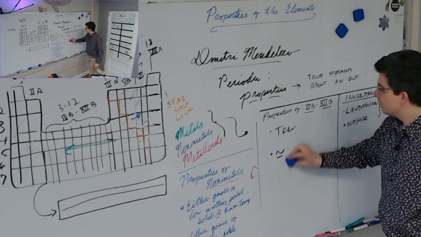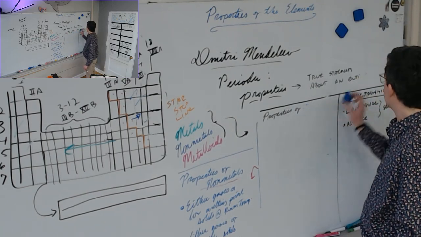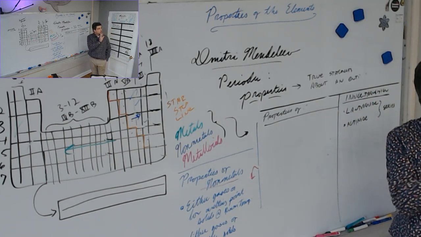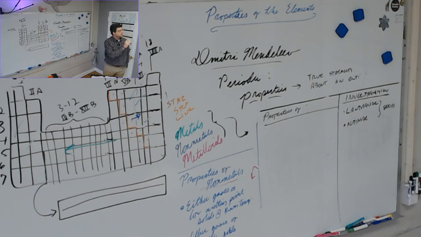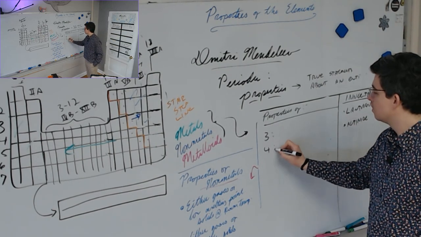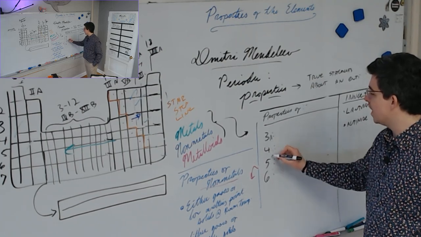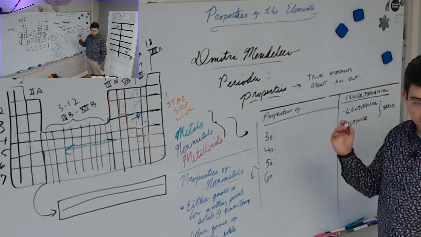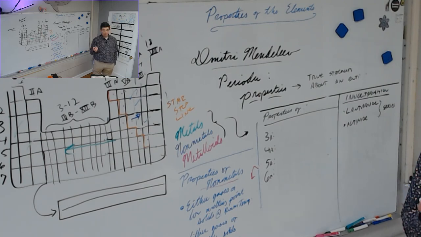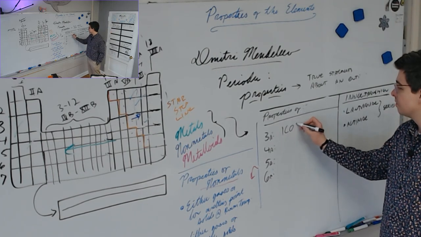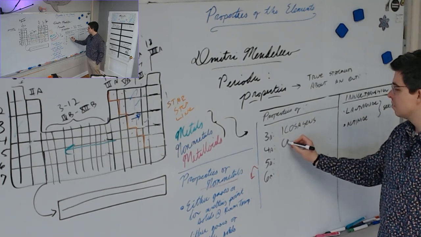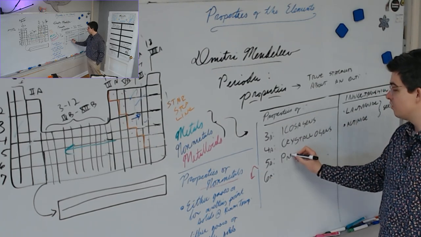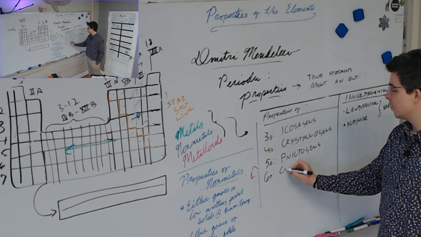Okay. The next ones we have to talk about are 3A, 4A, 5A, and 6A. We're just going to name those for now. 3A is usually just called group 3, but if we want to be really fancy, we sometimes call it the icosagens. 4A, once again, we usually just call group 4, but we sometimes call it the crystallogens. 5A we very commonly call the nictogens, and 6A we call the chalcogens.